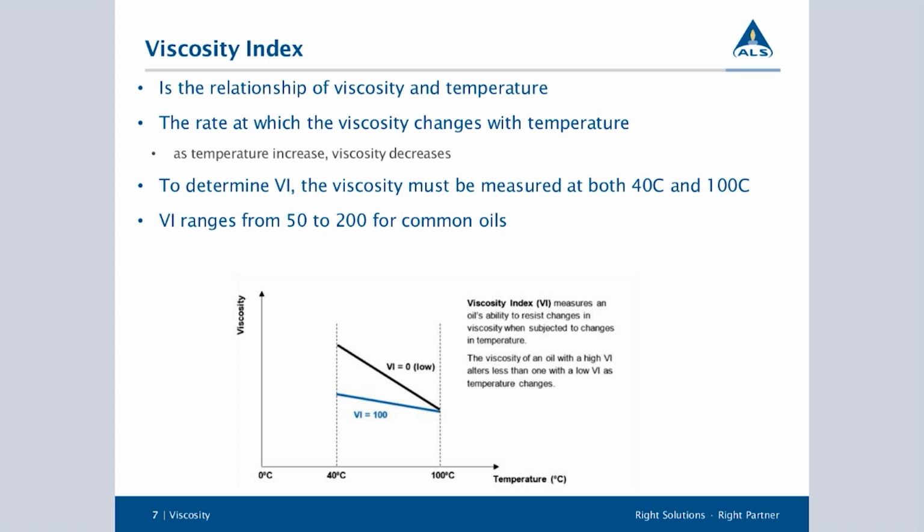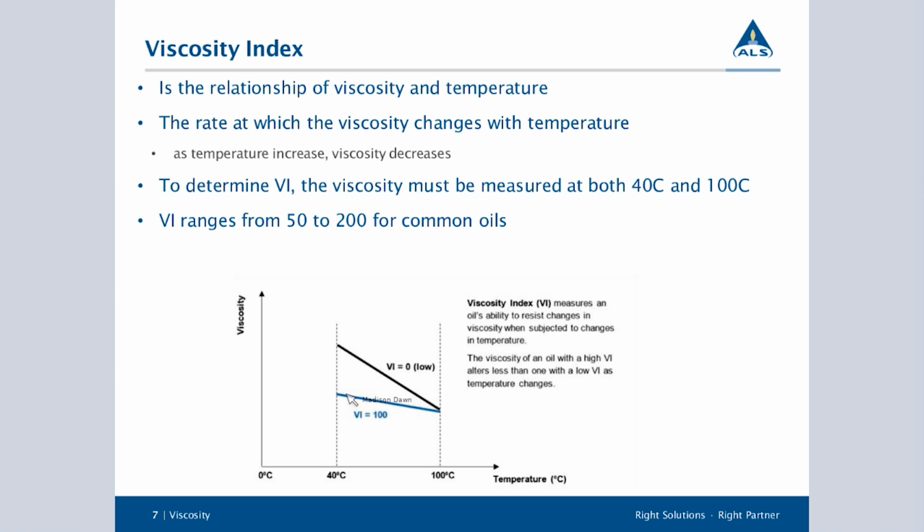So as you look at your 40 degrees C and your 100 degrees C values, they give a characteristic of our oil that can often be measured, but doesn't have to be, and is typically given on your product data sheets. That's your viscosity index. Viscosity index is the relationship between viscosity and temperature. If we look at this graph down here, we see that the viscosity can be measured at 40 degrees C or 100 degrees C.